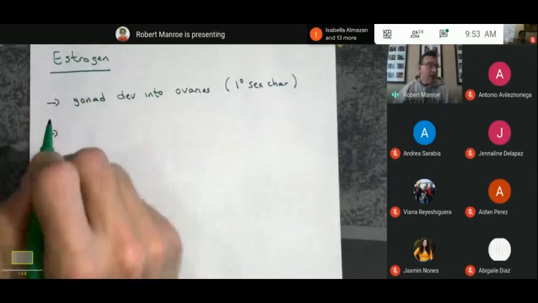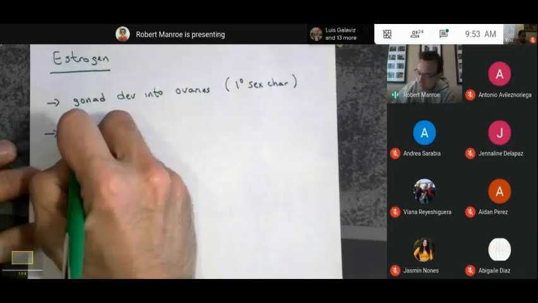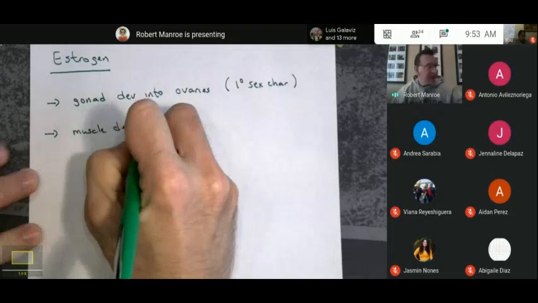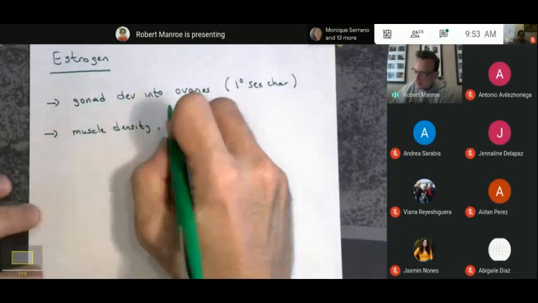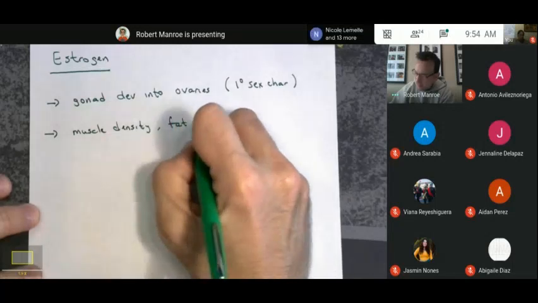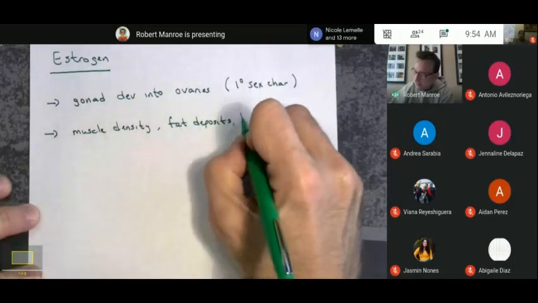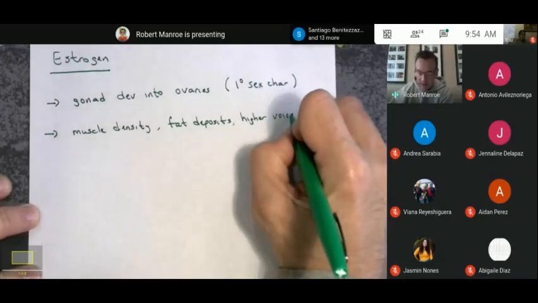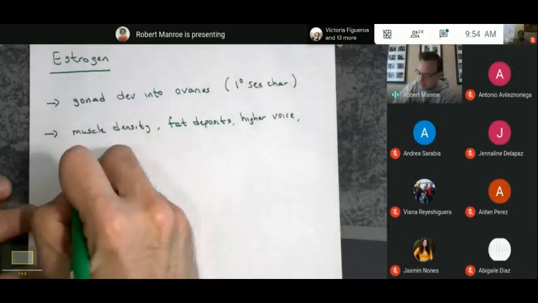Whereas if you take all of the characteristics we just had for the male, whether you're talking about the muscle density, I want to be sure and put them in the same order too to help you guys with your notes. So muscle density, fat deposits, a higher tone, a higher frequency, I should say, to the voice, and lower hair density.